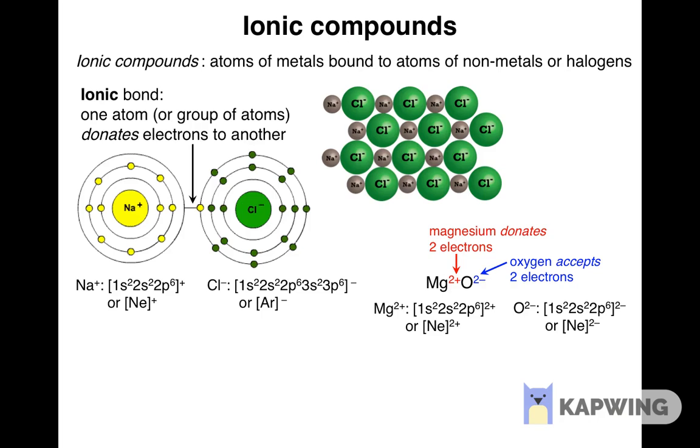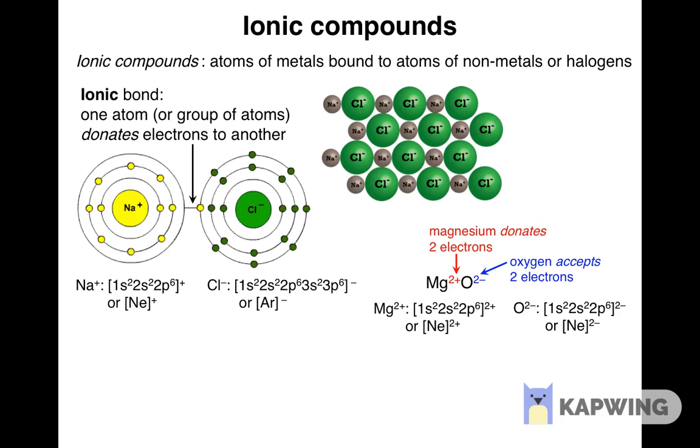The oxygen atom that accepts the extra electrons becomes an oxygen anion, O2-, and has the electron configuration 1s2, 2s2, 2p6, 2-, or in shorthand notation, [Ne]2-. The distribution of electrons among orbitals is the same as for a neutral neon atom, but the oxygen anion has a negative charge that is equal to twice the charge of an electron.